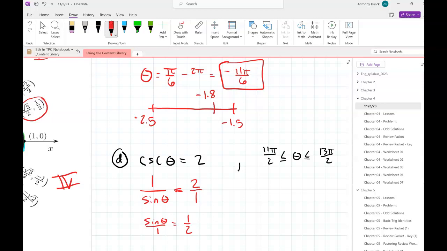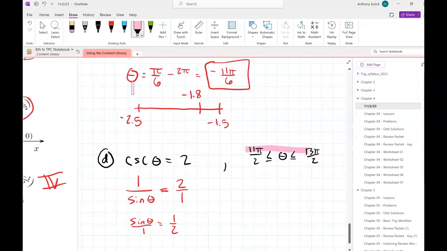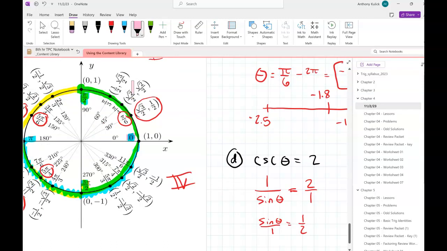Cool. All right, let's figure out where on the unit circle 11 pi over 2 to 13 pi over 2 is. Holy shnikes. All right, let's start counting. 0, a half, 1, 1.5, 2, 5 over 2, 6 over 2, 7 over 2, 8 over 2, 9 over 2, 10 over 2, 11 over 2, 12 over 2, 13 over 2. Everybody's good with how we counted that out?